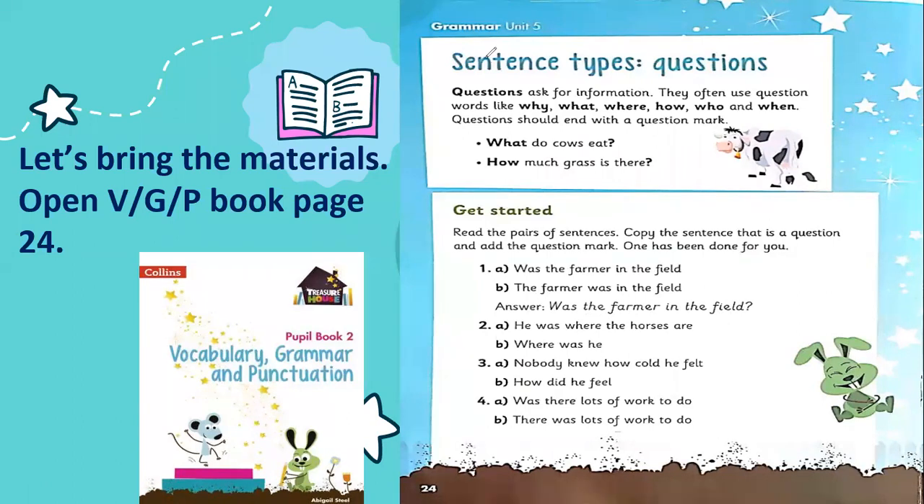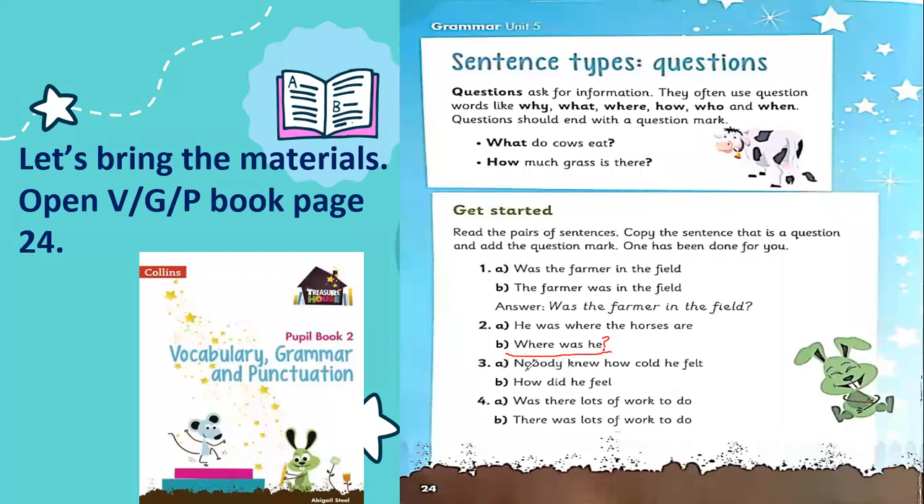Number 2, A, he was where the horses are. B, where was he? So actually this is the question. We put a question mark and we underline it. Yes. So number 2 is done. Now let's get into number 3.